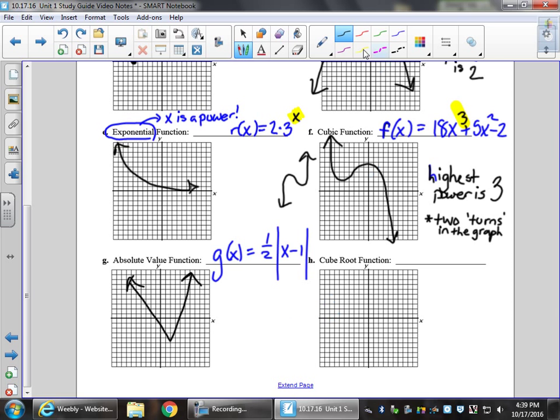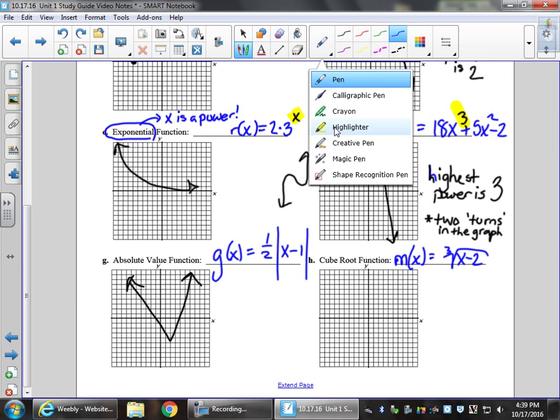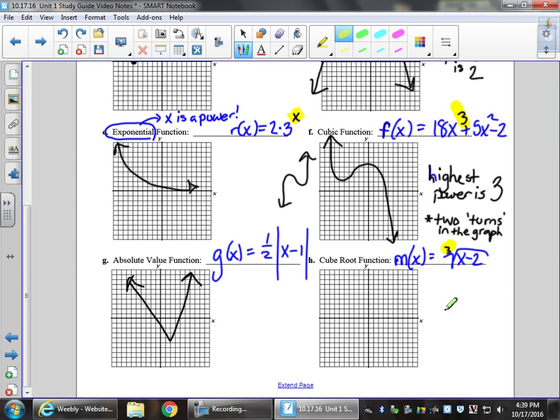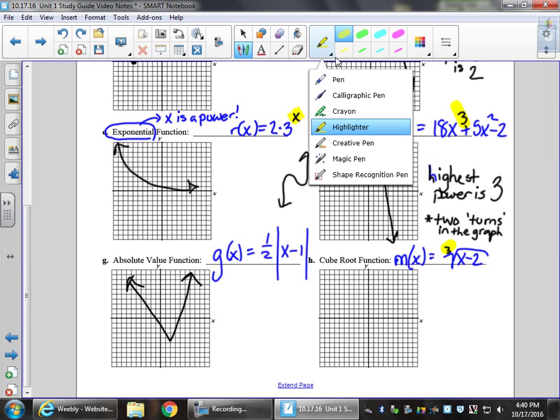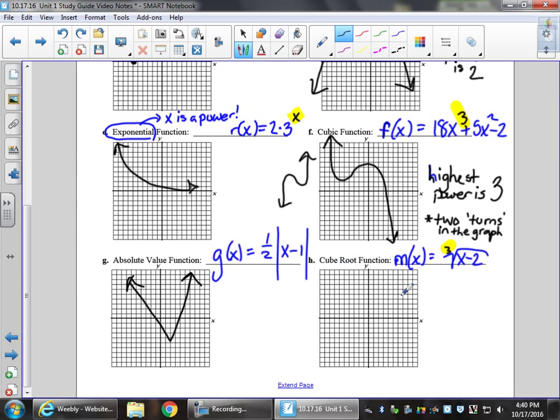Cube root is a radical, but instead of a square root, it's a cube root. Meaning we have a little 3 up there. And again, it's whatever you want. Just make sure that you see that 3. Cube roots are an odd root. We will call odd roots do not have restrictions. An odd root kind of looks something like that. Make it a little better.